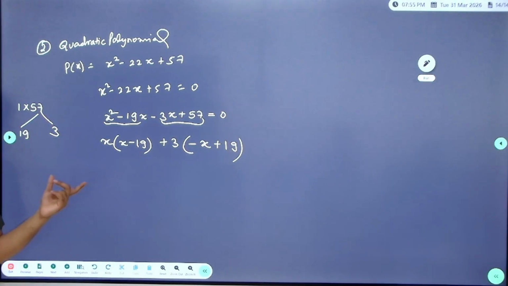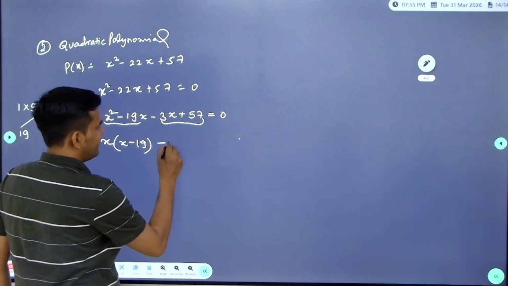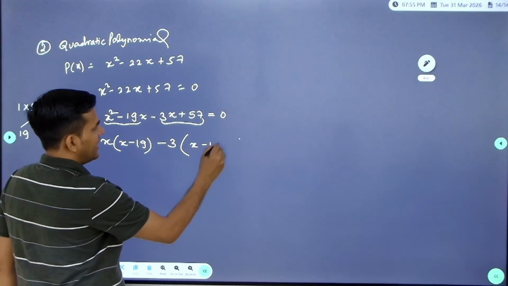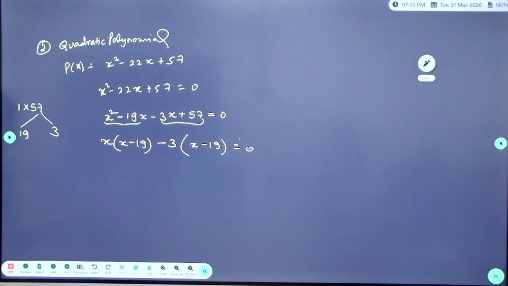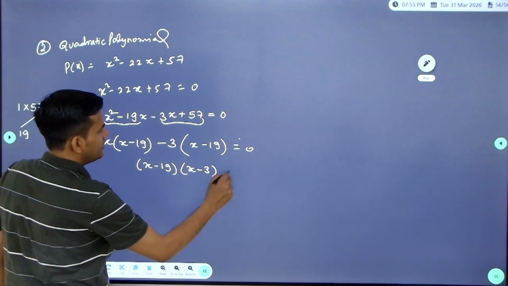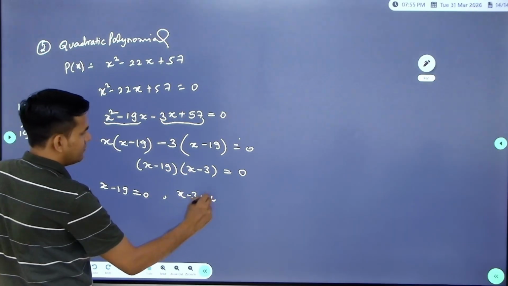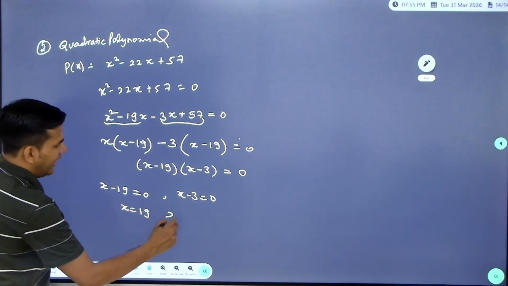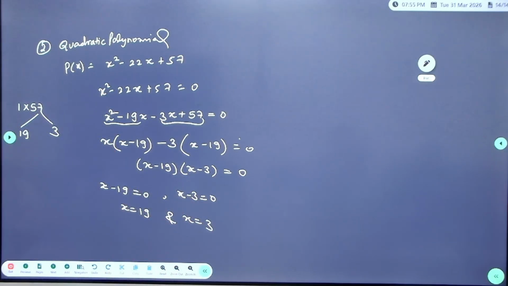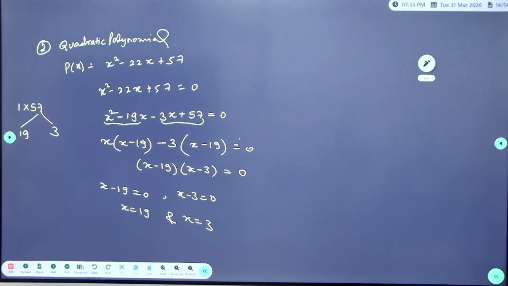But here we have x minus 19. So these two are not matching. So that's why we'll take minus 3 common. So x minus 19 is equal to 0. Now these two are the same. So we can write it as x minus 19 into x minus 3 is equal to 0. So x minus 19 is equal to 0, comma, x minus 3 is equal to 0. So x is equal to 19 and x equal to 3 are the zeros of this polynomial. Okay. So this is the method to find the zeros in a quadratic polynomial using middle term splitting.